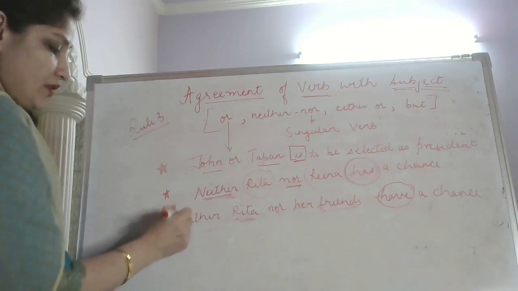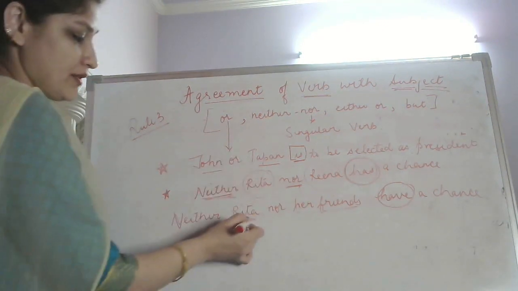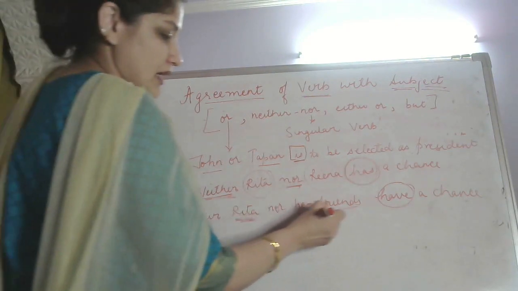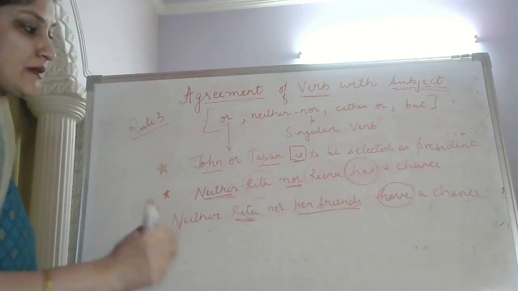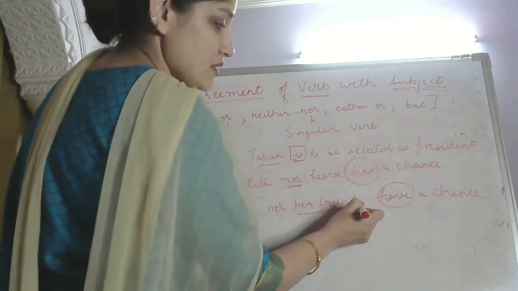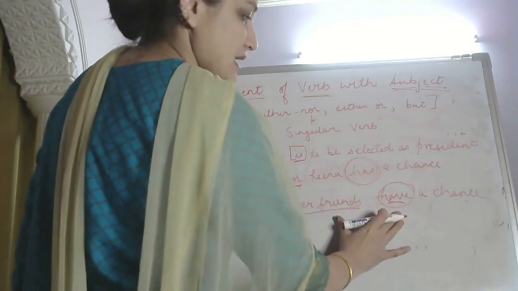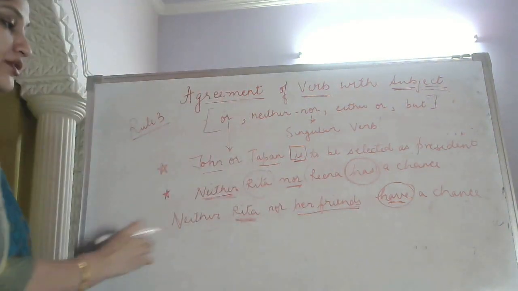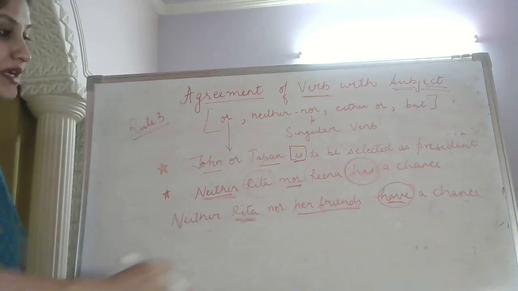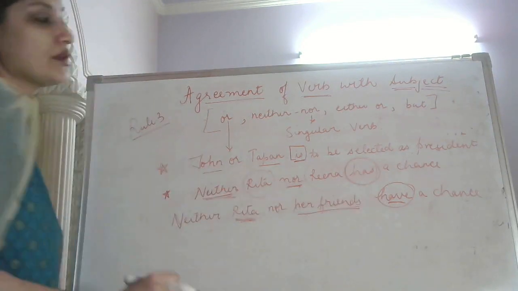Please, if you have doubts, go through it again so that you'll have an idea. Rita and her friends, two subjects. Her friends is plural, so we'll have a plural verb and they will stay together. We will not write her friends before. It has to be next to the plural verb.